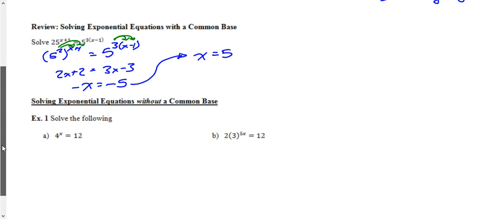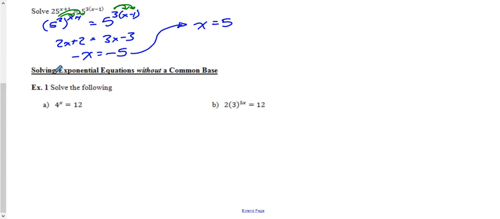Today's lesson really is one of these questions down here: solving exponential equations without a common base. So, in example A here, we have base 4 exponent x equals 12, and we're ultimately trying to find x there. So what can we do here?